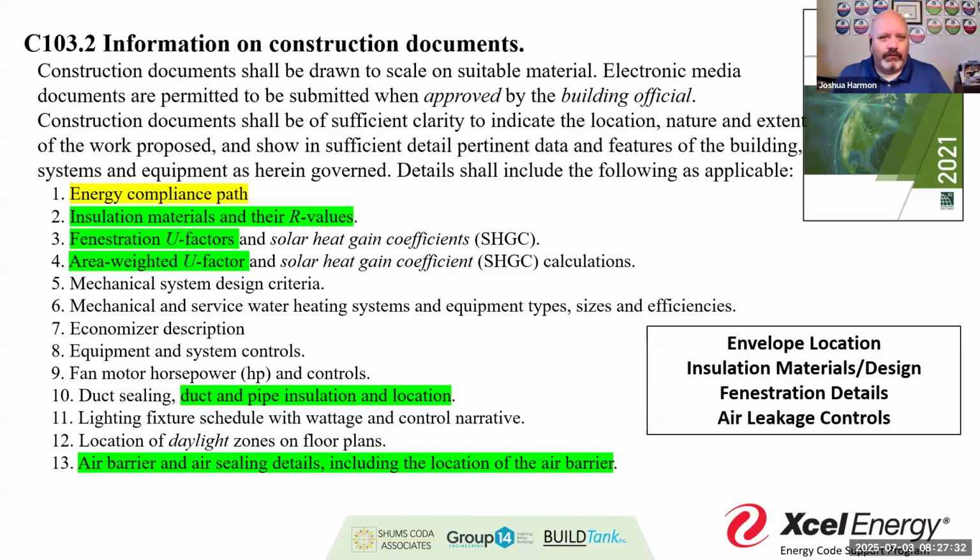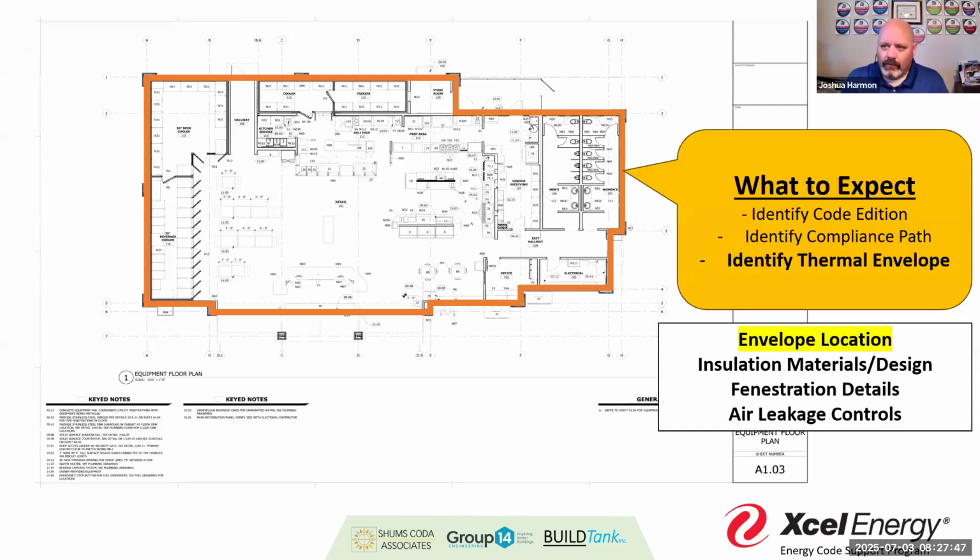Where's my envelope? What's the location? What part of the building am I looking at? And when I get to those spaces, what is that insulation? What are those fenestrations that are going to be a part of that building's thermal envelope? And then how are we controlling air leakage through that assembly? So again, starting with the envelope, we're looking at that.